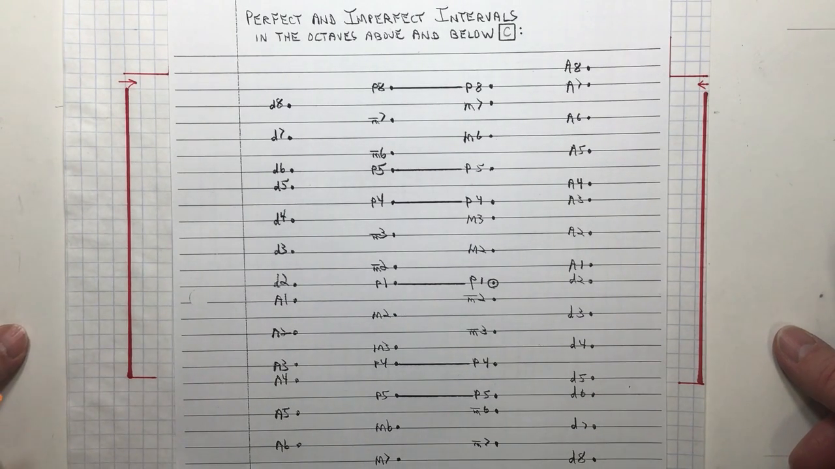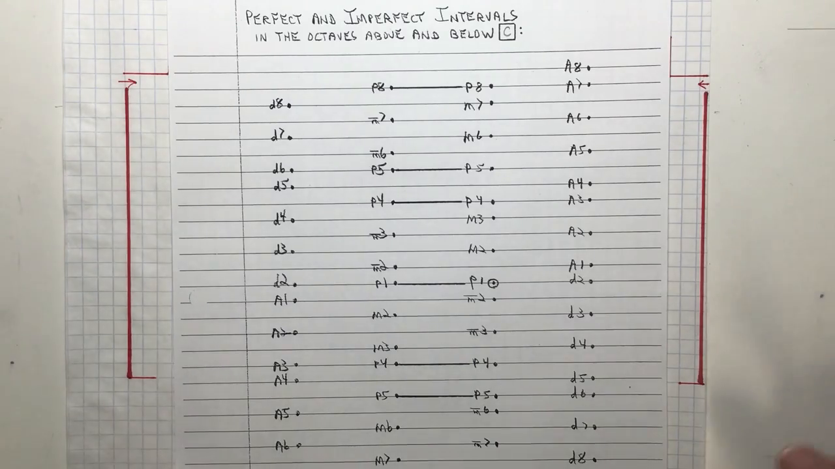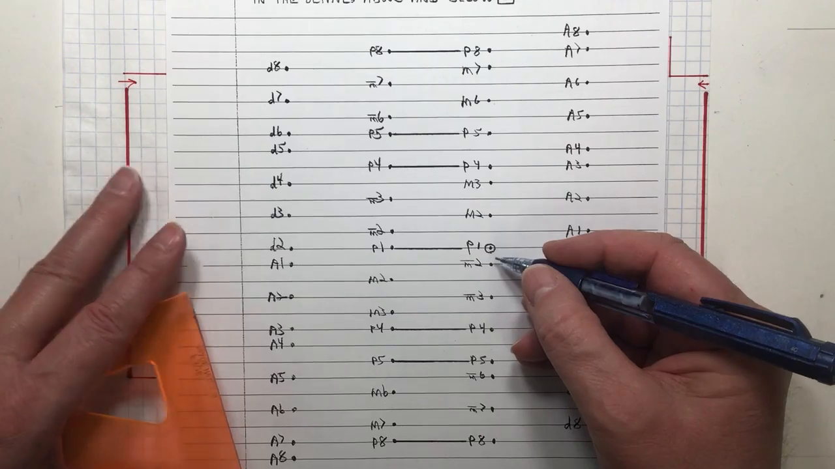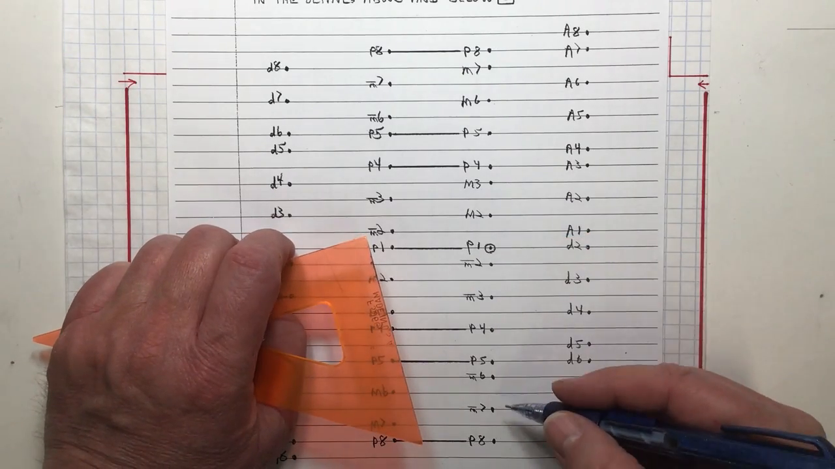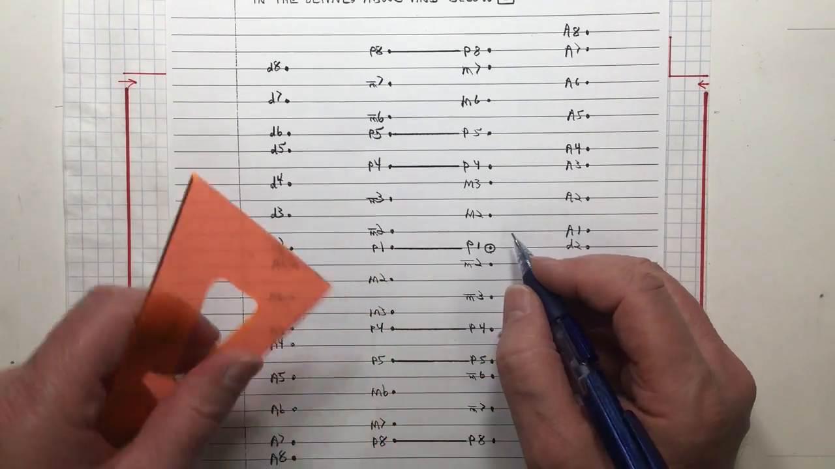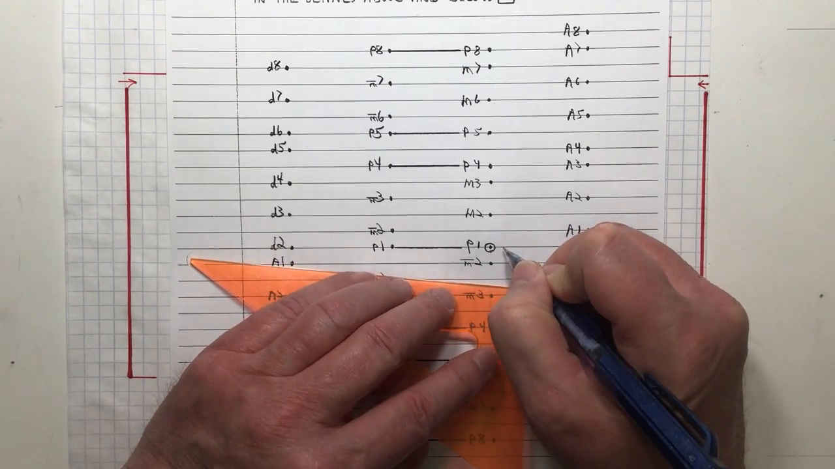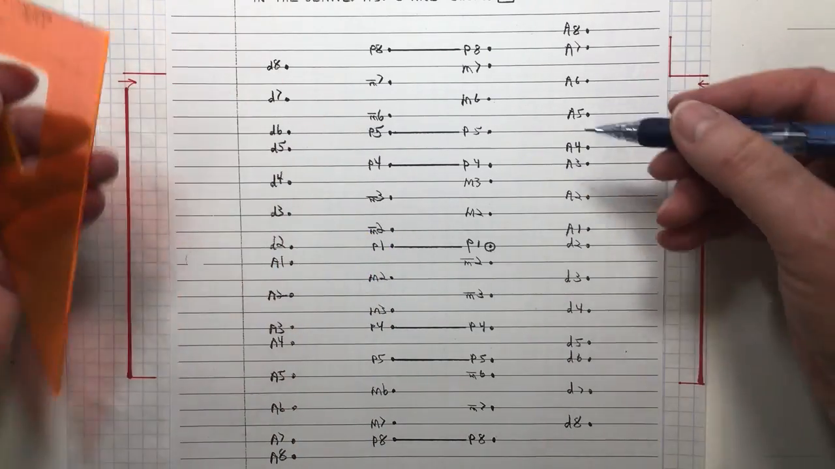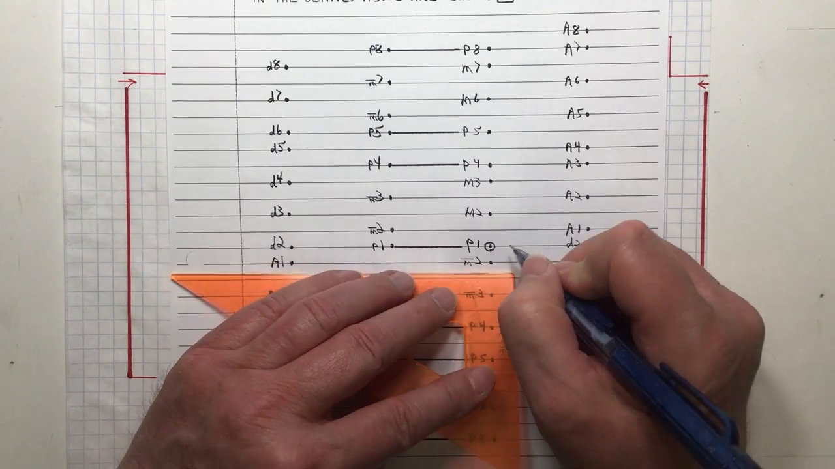We'll use this perfect and imperfect interval graph to find the intervals in the octaves above and below the tone C. Right here on the first column we drew, we circled that middle point because everything on the page refers to its relationship to this middle point.